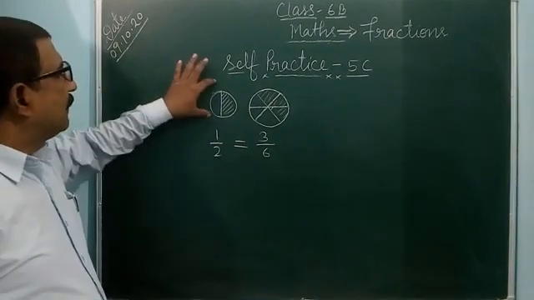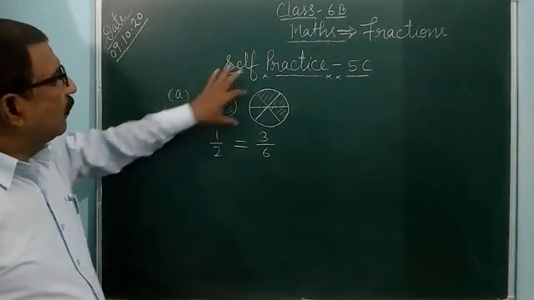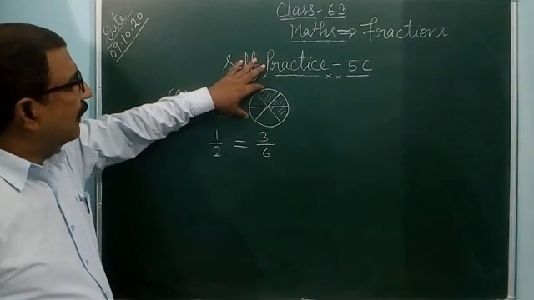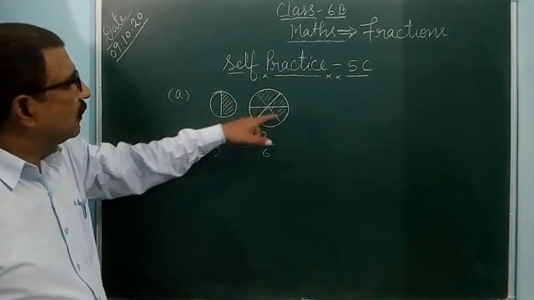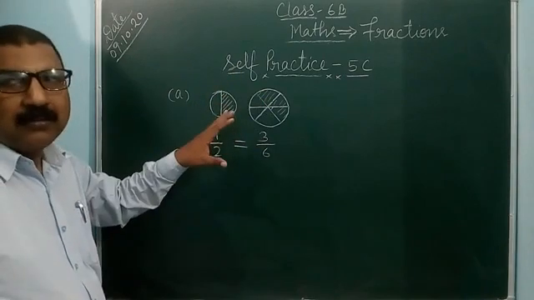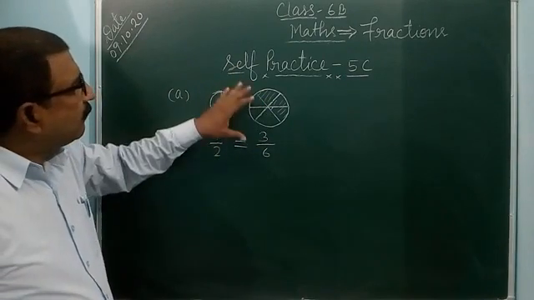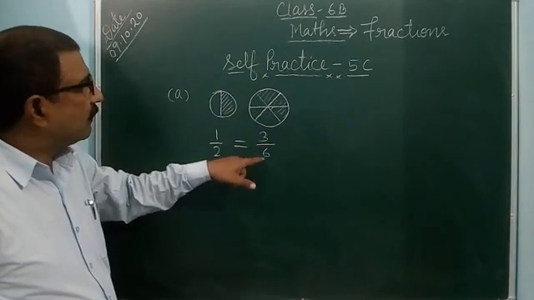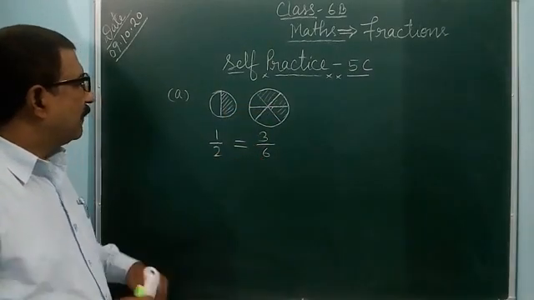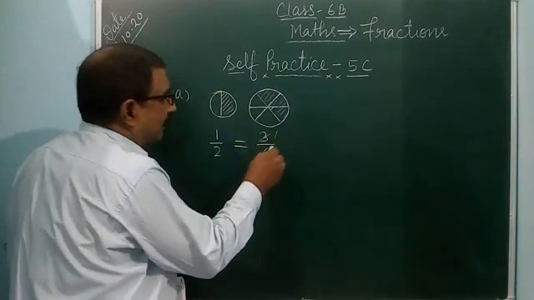You can represent this diagram as 1 by 2 and you can represent this diagram as shaded region 1, 2, 3. Out of 6, 1, 2, 3, 4, 5, 6. Total 6 equal parts are there. So out of 6, shaded region 1, 2, 3. So you can write 3 out of 6 means 3 by 6. So really 3 1 are 3, 3 2 are 6.